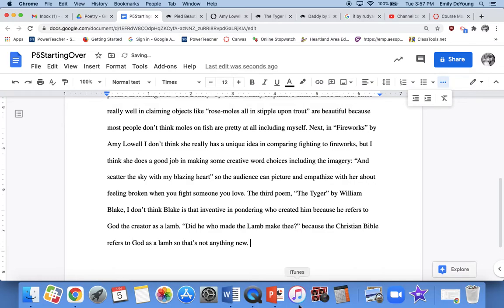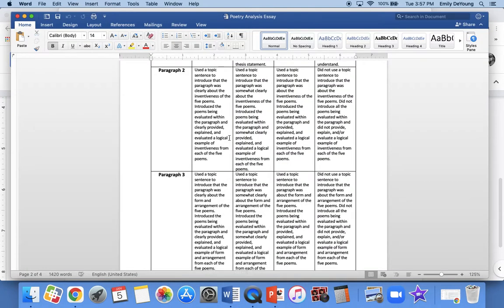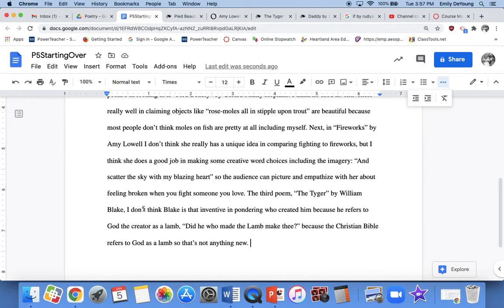Okay, so checking my rubric again for that third example. I've given my opinion. Check. I said I don't think. I've given my example and I've explained it. So on to the fourth poem. Next, Daddy. I'm going to put on the other hand because she's very inventive.